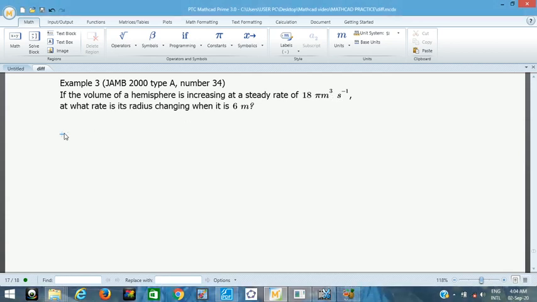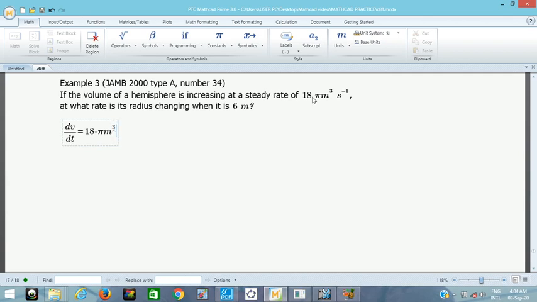Now let's bring out the major information. So the information here is dv dt. This is the first information that is given, that change in volume of this hemisphere, which is dv divided by the time, with respect to time, is given as 18 pi. Then the unit is meter cube per second. Okay, so this is the first information given.